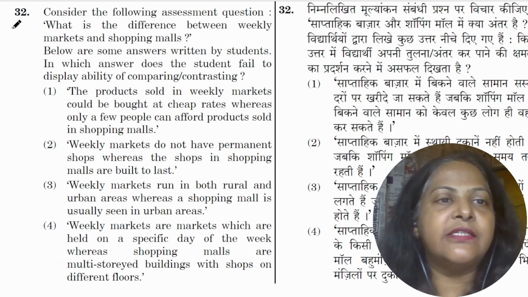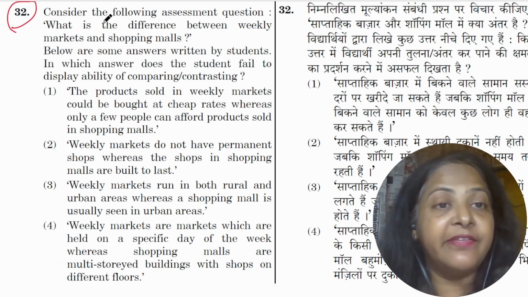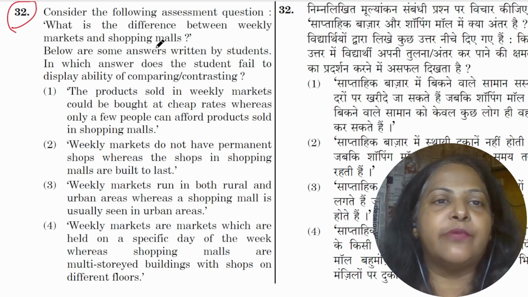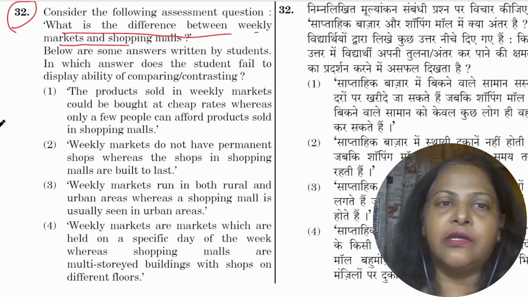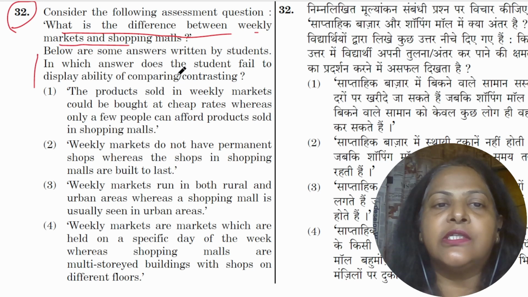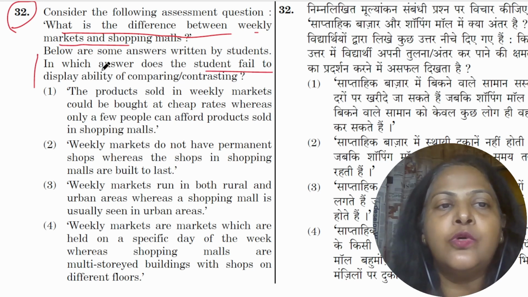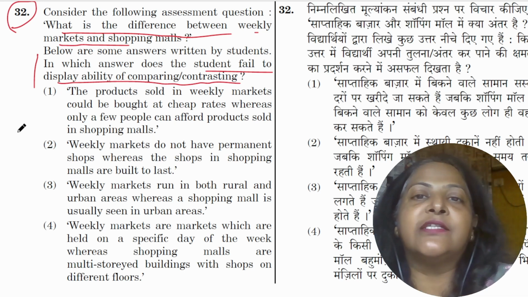And finally, there is question number 32. This is the 7th question. Consider the following assessment question. What is the difference between weekly markets and shopping malls? Here are some answers which are given. What you are being asked is, in which answer does the student fail to display the ability of comparing and contrasting? The student has to fail.